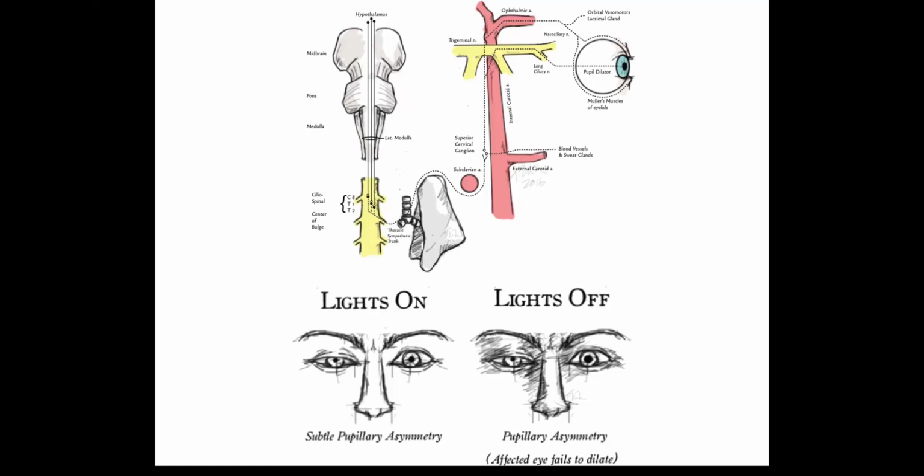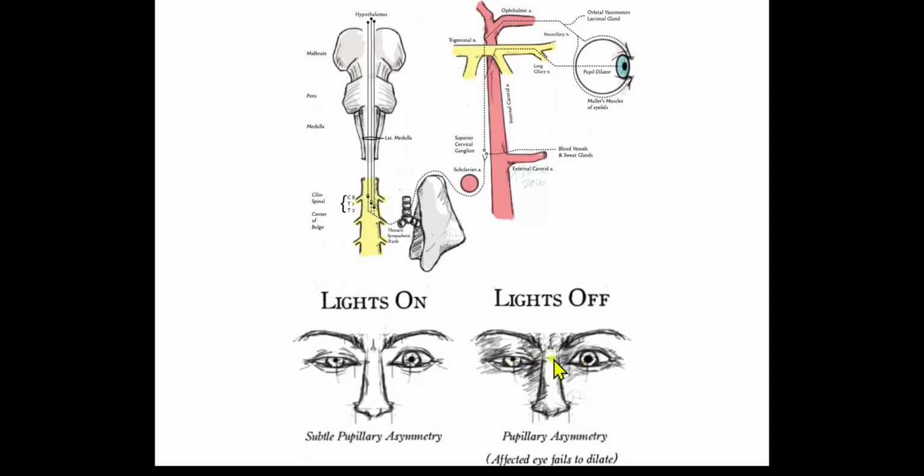Because what's going to happen? The normal pupil here, the sympathetics are going to kick in when you dim the room lights, so you can see better, so the pupil dilates. Here we have a sympathetic dysfunction. You can't activate this pupil to dilate.